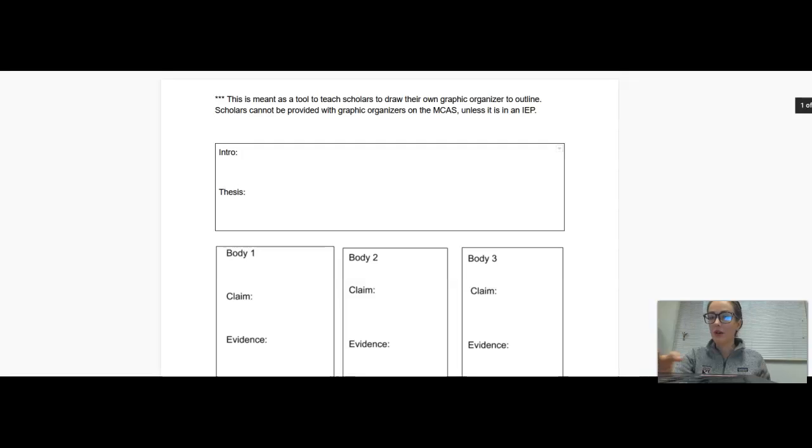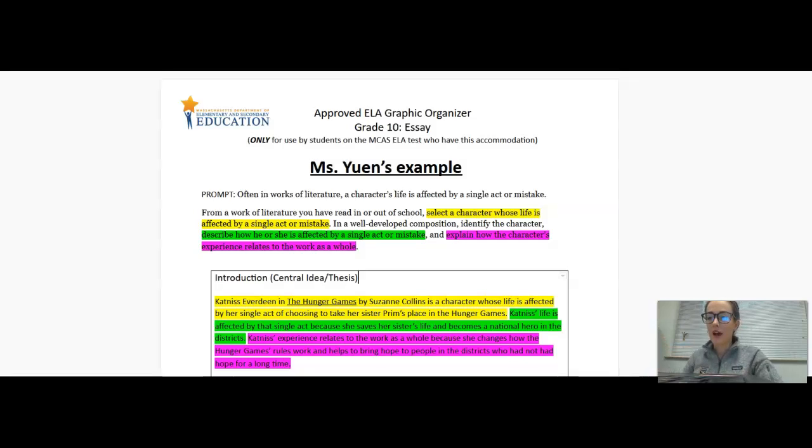Now, the good news is that we already started a lot of this work last week when we were doing our graphic organizers. You probably remember my example here. So you already started this work. Now we're just going to build on it. So let's talk about the differences.